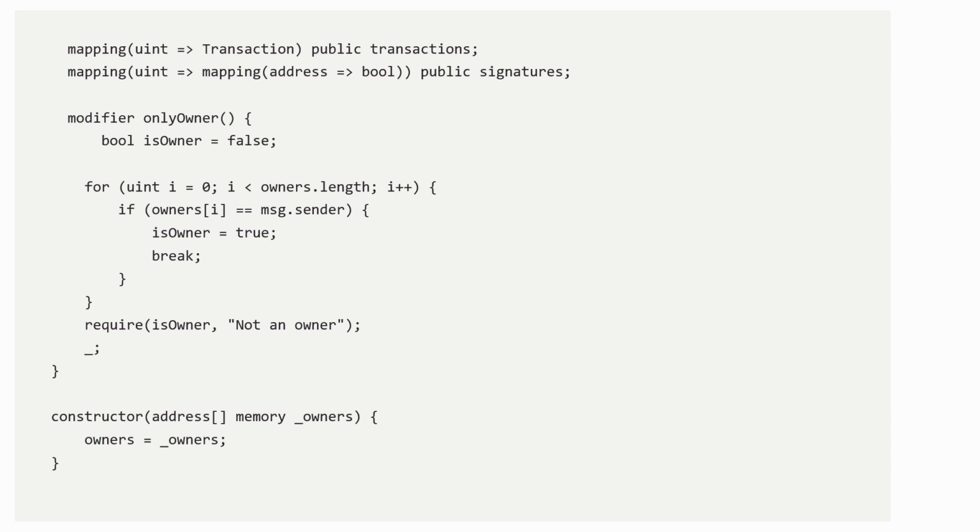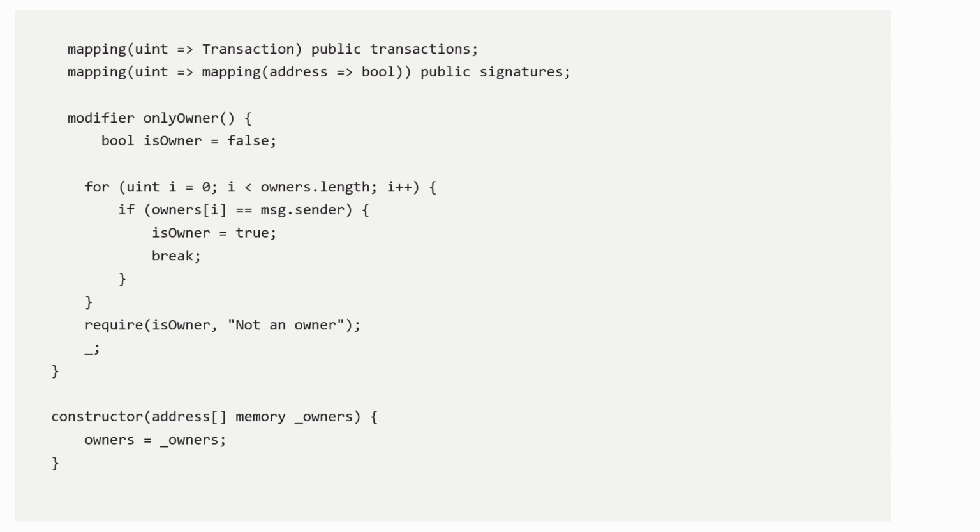Transaction count, a public variable tracking the total number of transactions submitted. Transaction is a struct type that captures the details of a transaction, including the destination address, value to be sent, execution status, and the count of collected signatures. Transactions is a public mapping that stores transactions with their respective IDs as keys and transaction details as values.